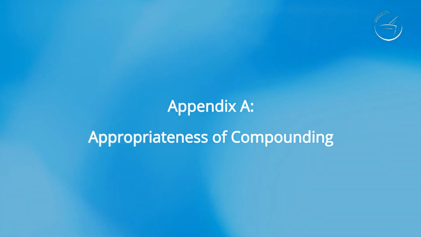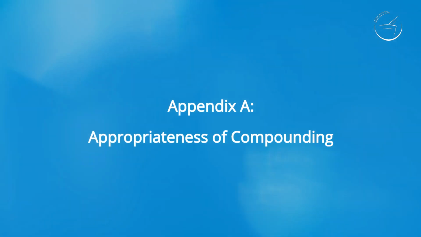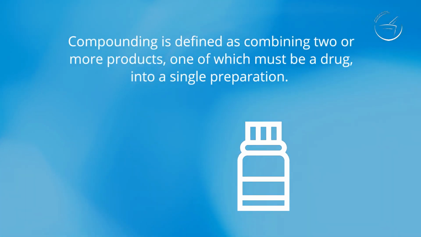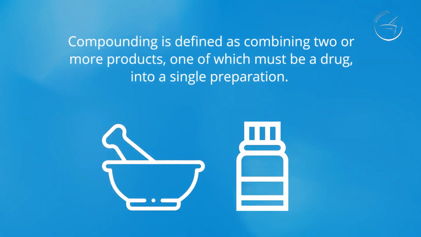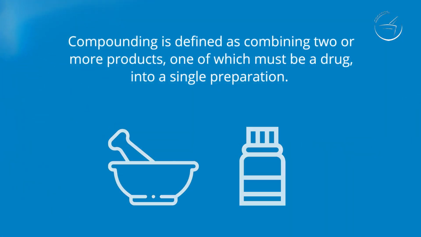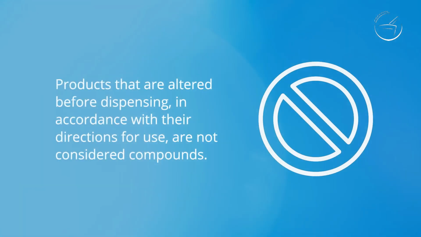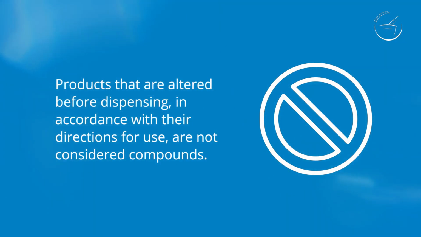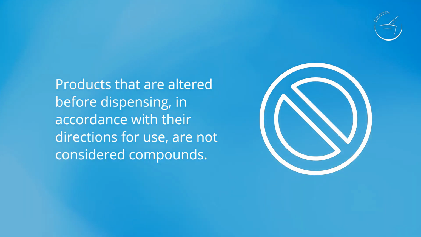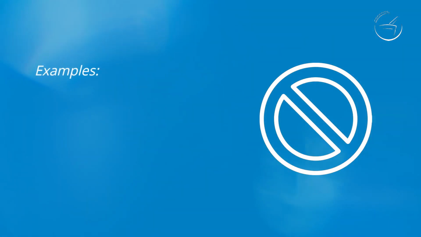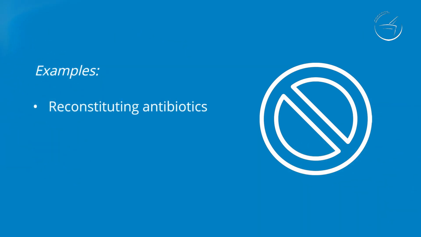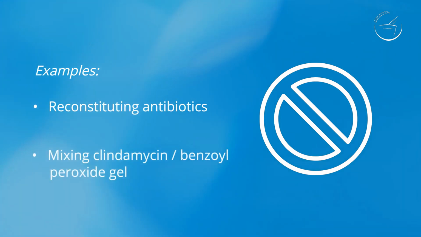It's important to understand what is considered compounding so we know when to apply the standards of practice. Compounding is defined as combining two or more products, one of which must be a drug, into a single preparation. Products that are altered before dispensing, in accordance with their directions for use, are not considered compounds. Examples of these would be reconstituting antibiotics or mixing up a product like clindamycin benzoyl peroxide gel.